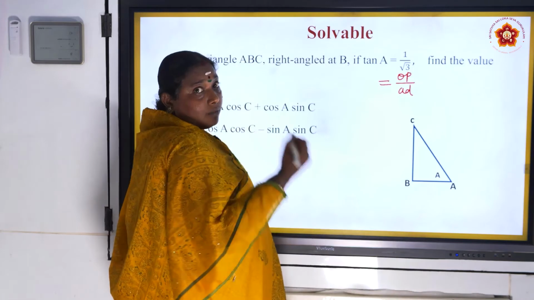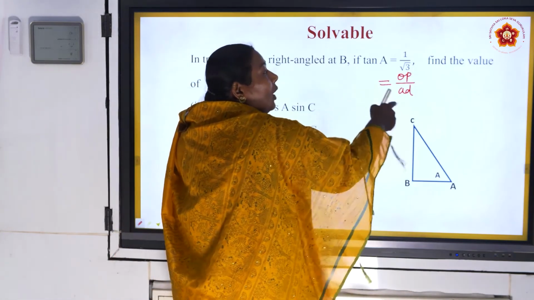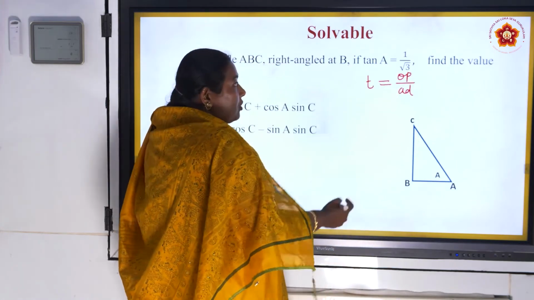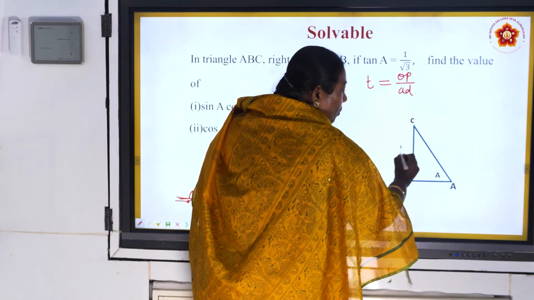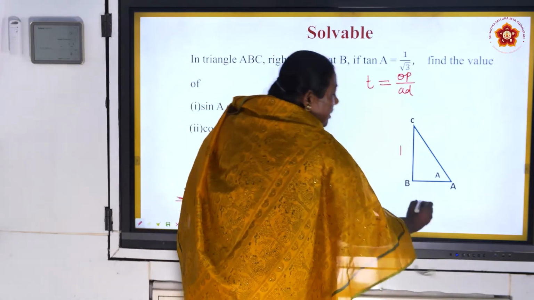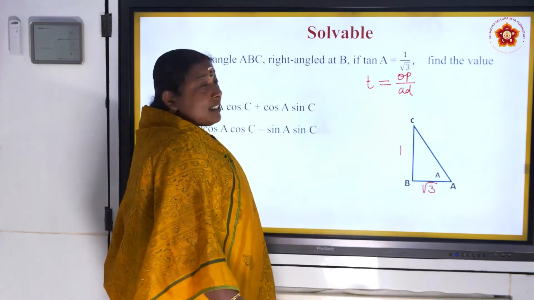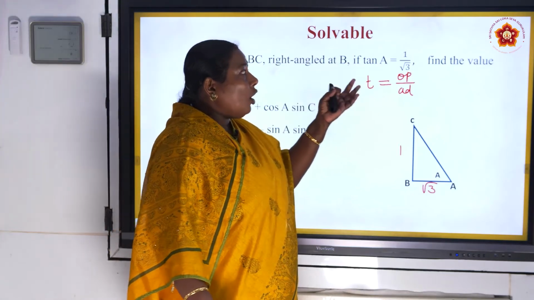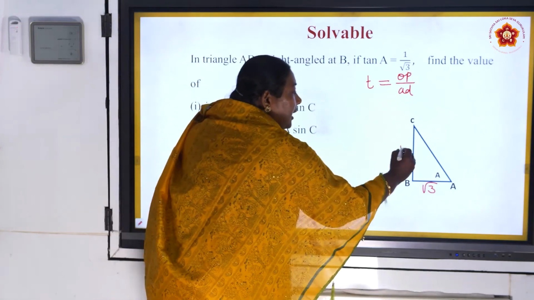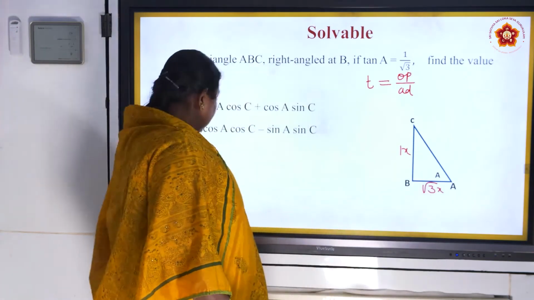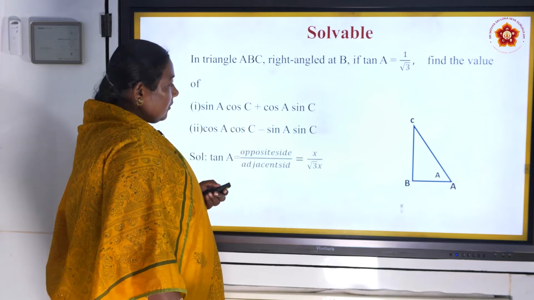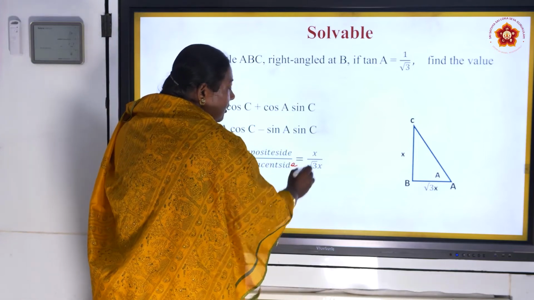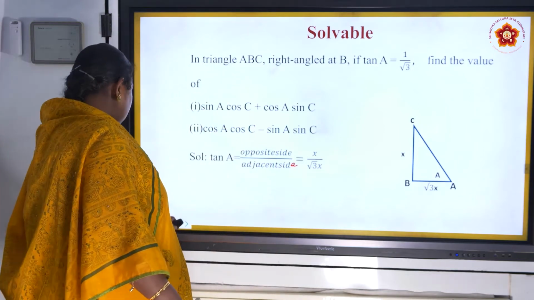As per our slogan, it is TOA, correct? Tan, opposite, adjacent, TOA. So who is opposite here? 1. Adjacent, root 3. Since it is in a fraction, we don't know whether this is the primary or the secondary one, so we are using an x here. So tan is equal to opposite side by adjacent side. So it is x by root 3 x.